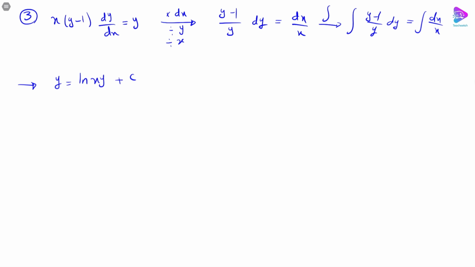I think that's about it for today. In the next session we can start at the first order linear differential equations.